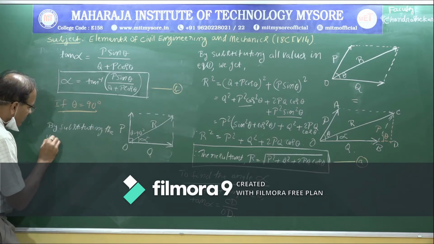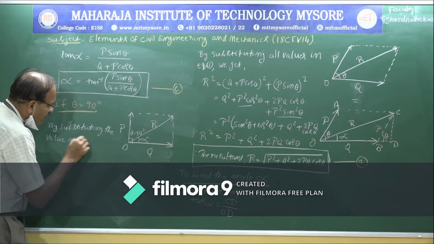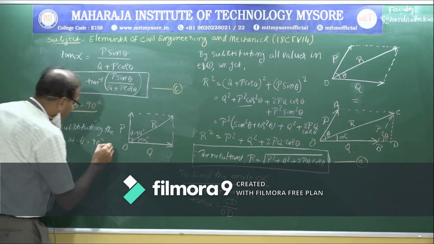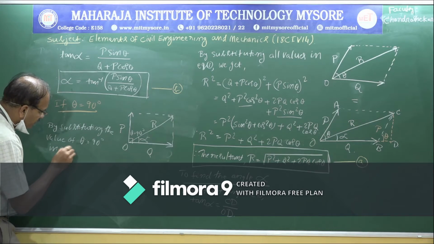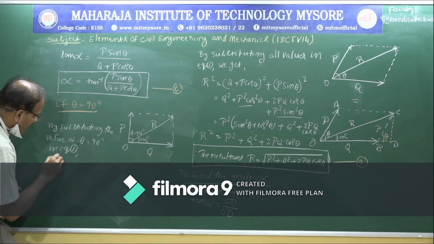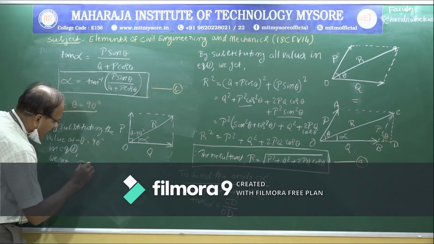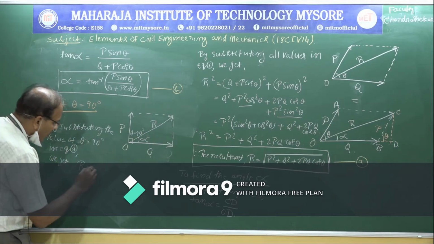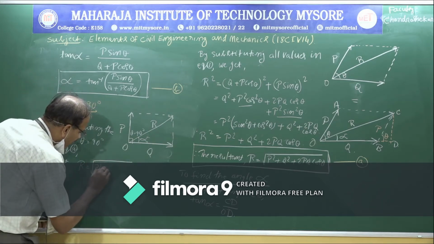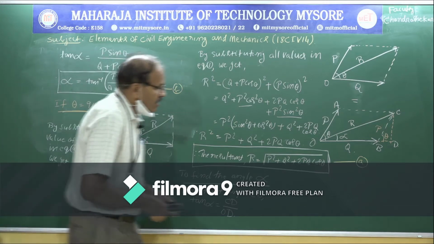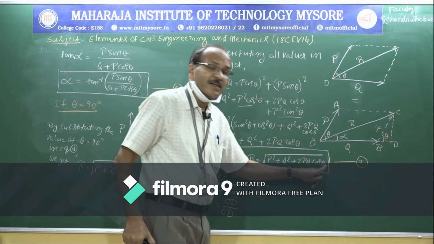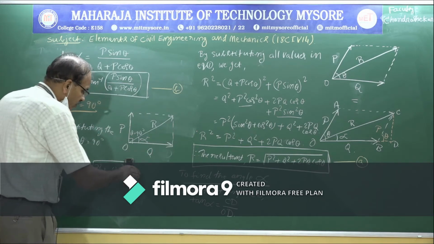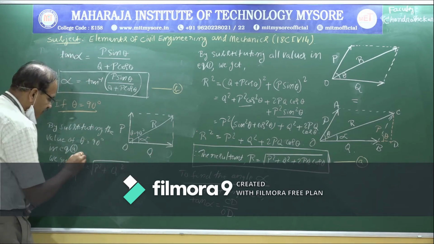So by substituting the value of theta equal to 90 degree in equation A, we get R equal to P square plus Q square, and if I put theta equal to 90 degree, cos 90 is 0, so the whole thing will become 0. I am left with R equal to square root of P square plus Q square.